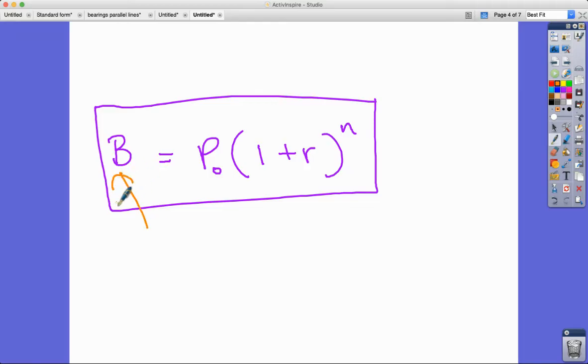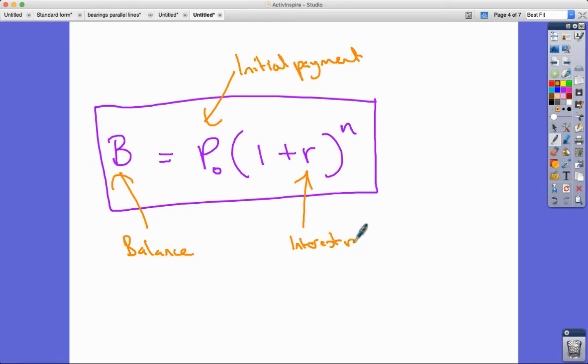So this is my balance. In that case, it was my balance after 30 years, the balance of the account. This is my initial payment. This is just number 1 plus the interest rate as a decimal, so e.g. 6% was 0.06. And this is my number of years.